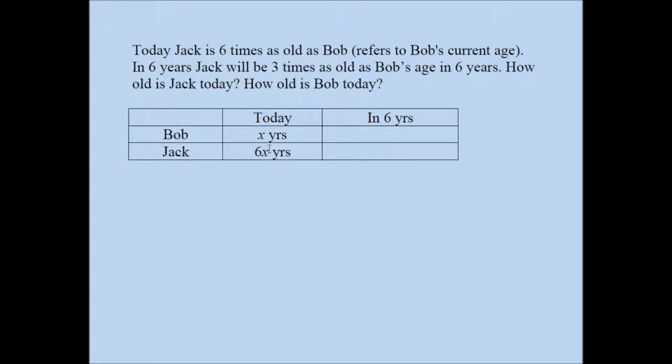Now, in 6 years, Bob will be 6 years older, so Bob will be x plus 6 years old. And in 6 years, Jack will also be 6 years older, so Jack will be 6x plus 6 years old. Now we have all the variables.